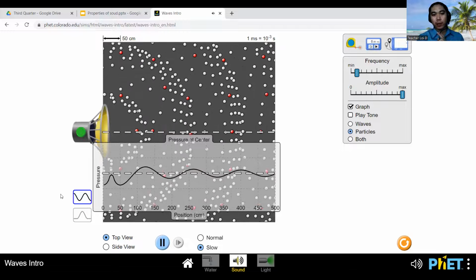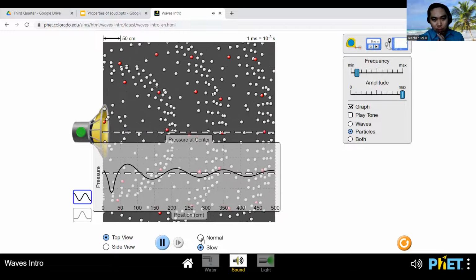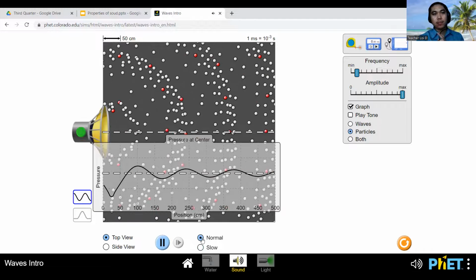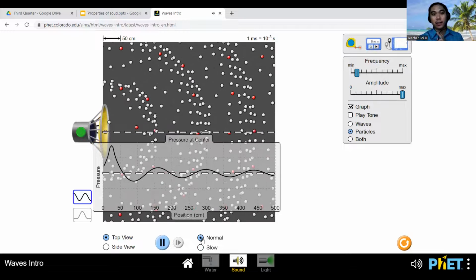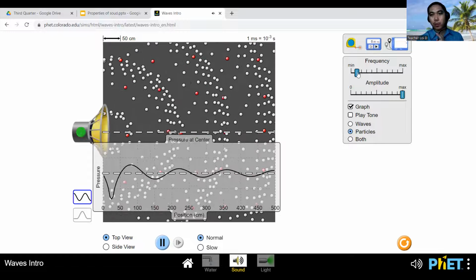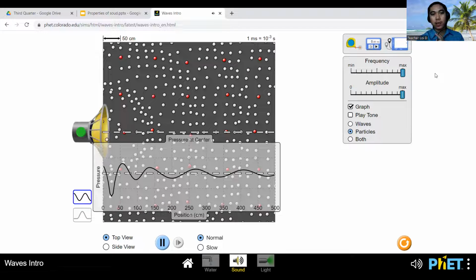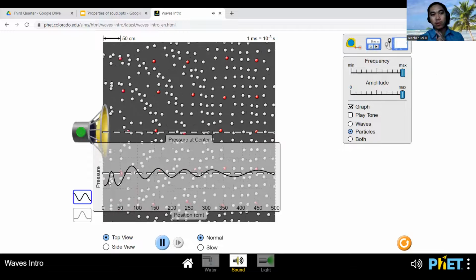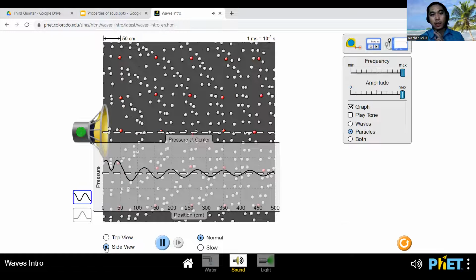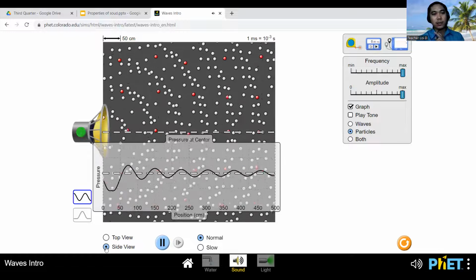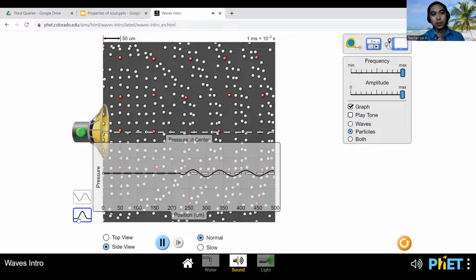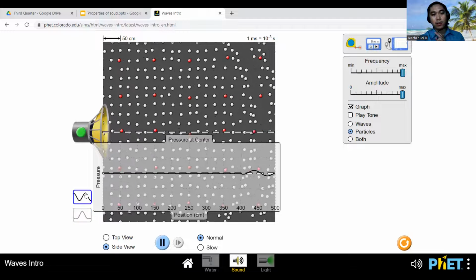Maganda siya. Pwede ding normal. Ito yung normal, guys. Yan. Mabilis siya. Okay? Ayan yung particles. Lalo na kung mataas yung frequency niyan. Ayan, di ba? Or side view. Ayan. Okay? Or this one. Okay?